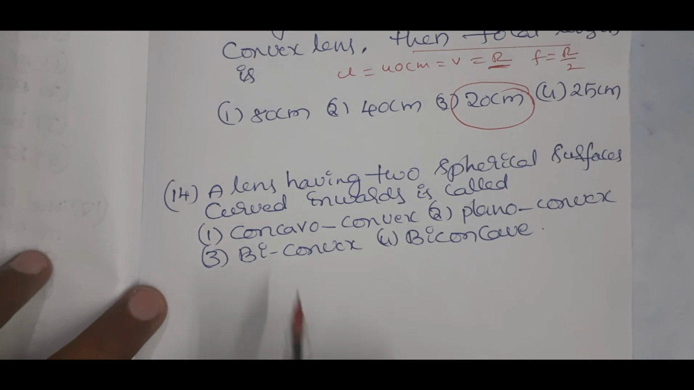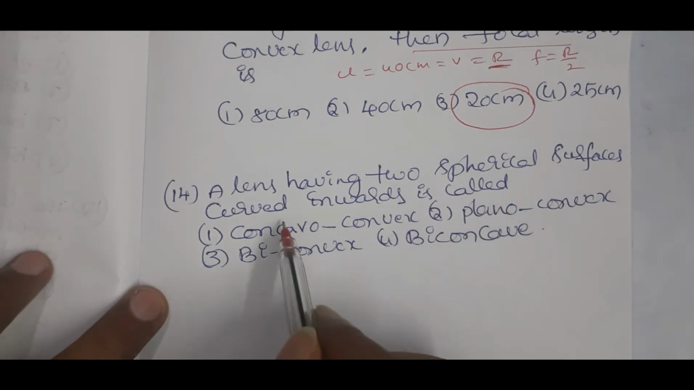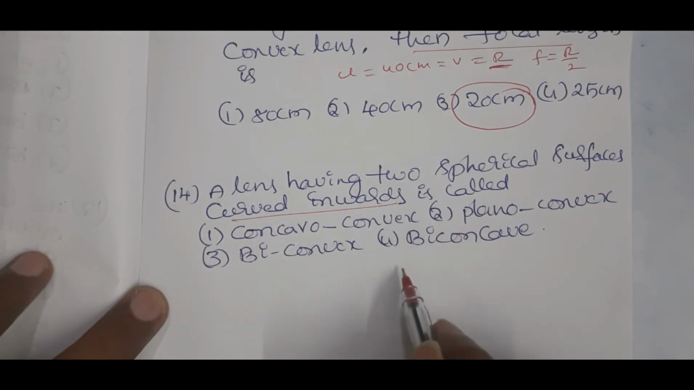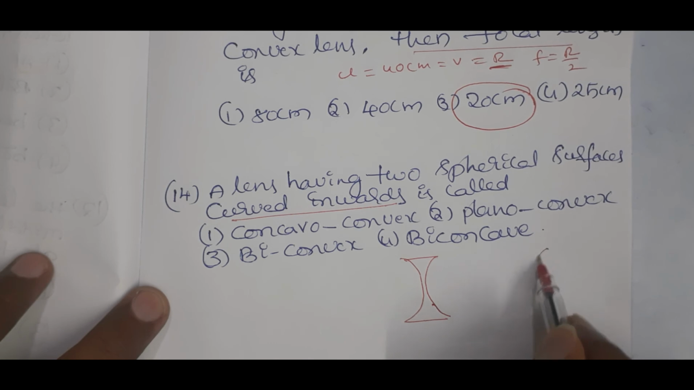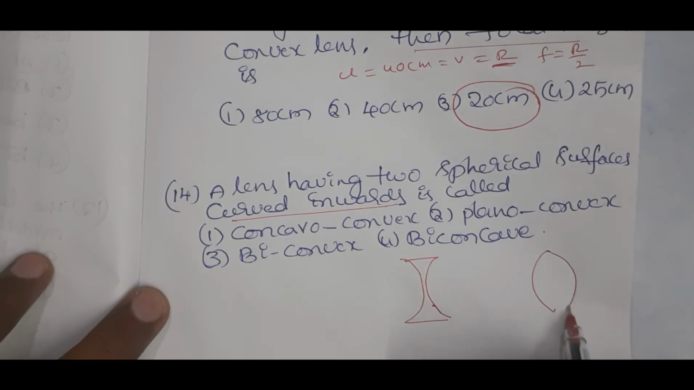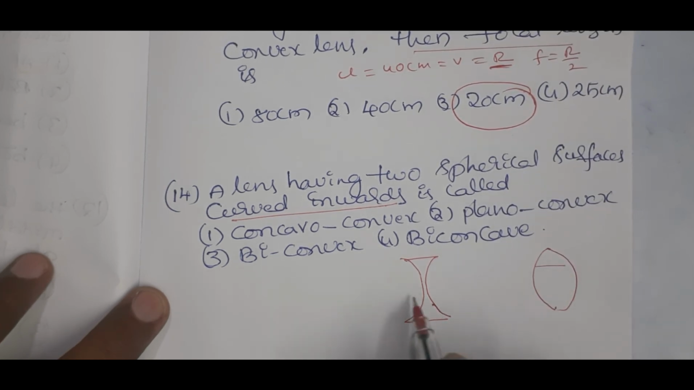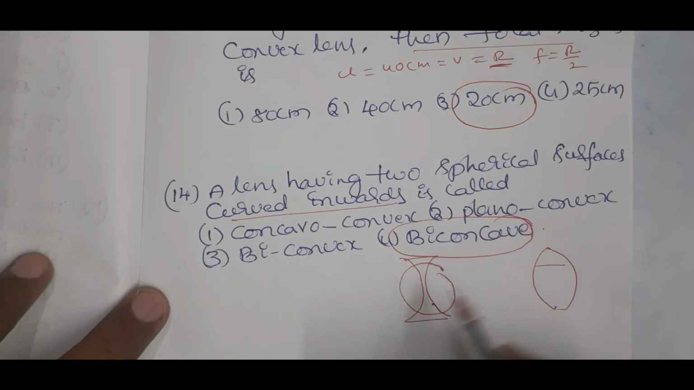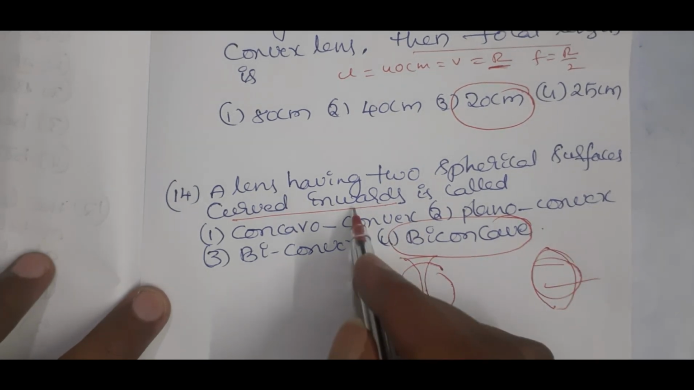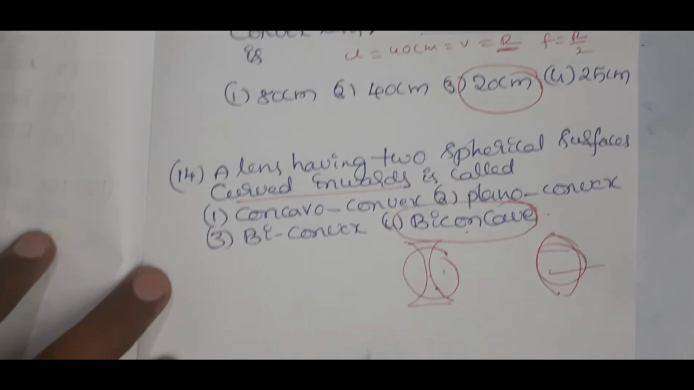Question number 14, students. A lens having two spherical surfaces curved inwards, students, like this. It is curved inwards, it is curved outwards. Curved outwards is a biconvex lens. Curved inwards means this is a biconcave lens. So the option is biconcave lens.